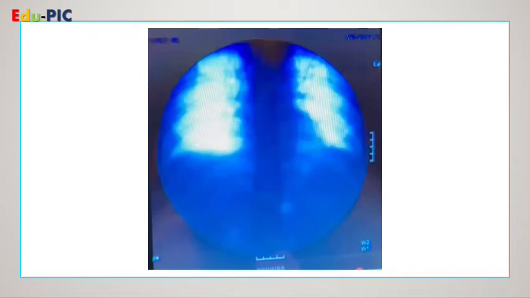This is a video showing the normal fluoroscopic movement of both bilateral copulae of the diaphragm. You can see here both the left copula and the right copula going down together with inspiration.